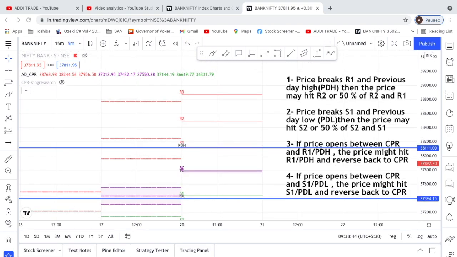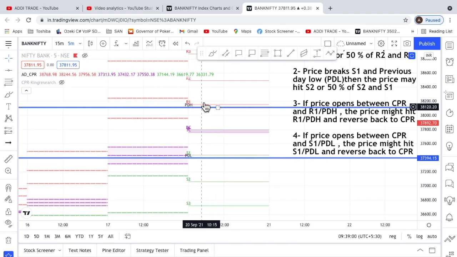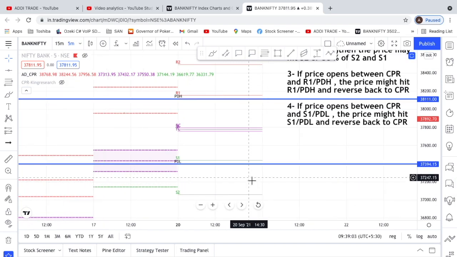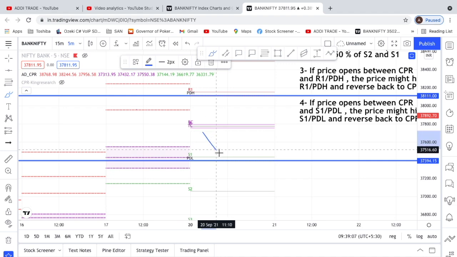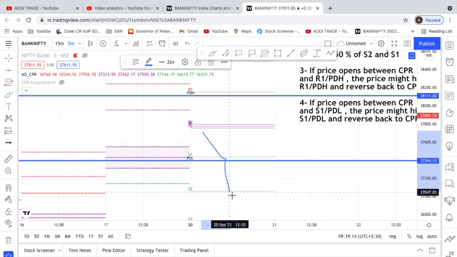Okay. Now coming to the second point, that is, if price breaks S1 and previous day low, then the price may hit S2 or 50% of S1 and S2. So it's nothing but the reverse of what we saw earlier. That is, now say if the price starts falling from somewhere, if it breaks the S1, support 1 and previous day low, then most likely we're going to hit S2 or 50% of S1 and S2.